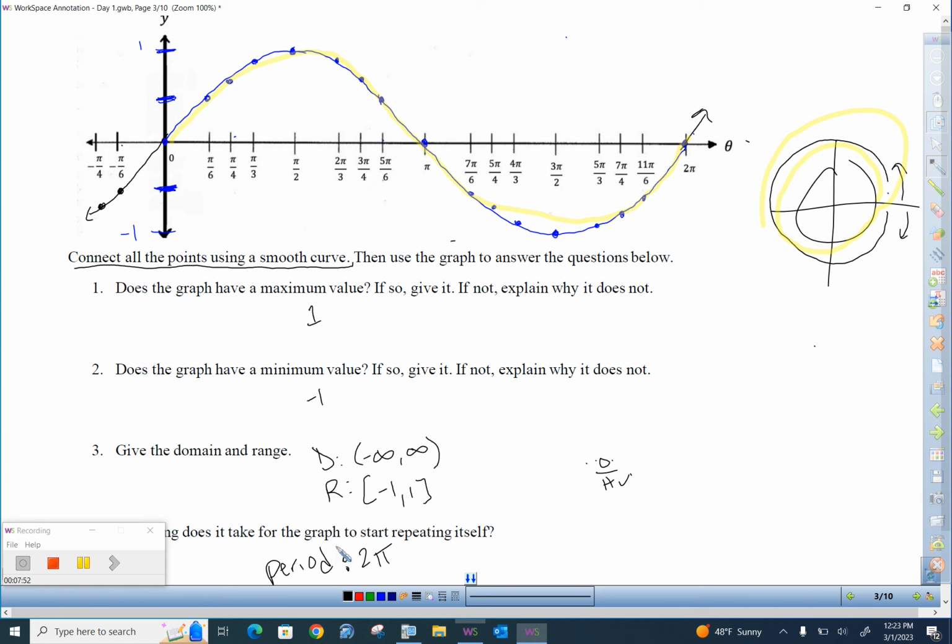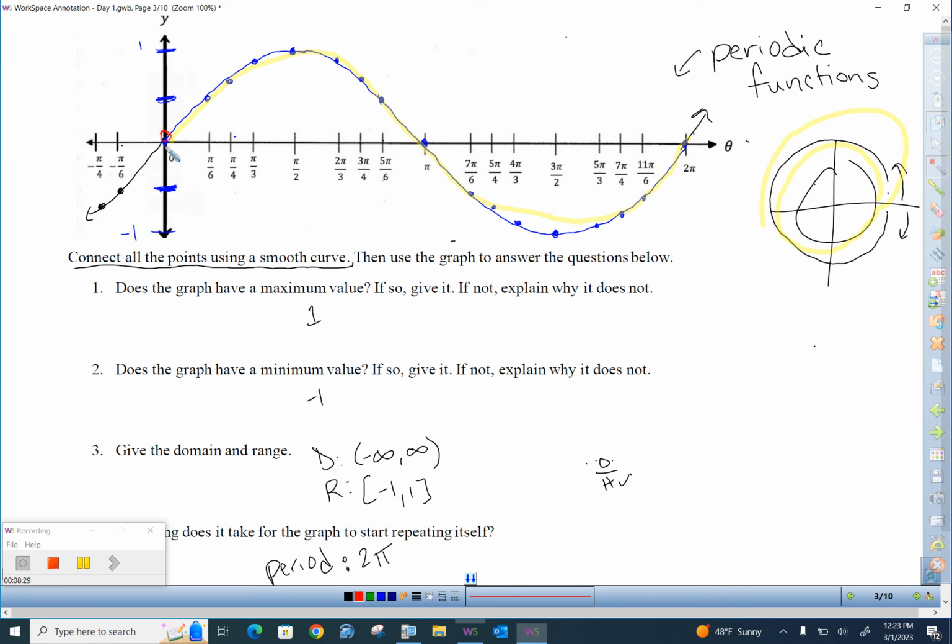Period is the length of time it takes a trig function to repeat itself. These functions that we're going to be working with are called periodic functions because they repeat after a certain amount of time or after a certain period. Okay, so another thing we're going to talk about here are some important features. We're going to label on the graph the intercepts and the maximums and minimums.